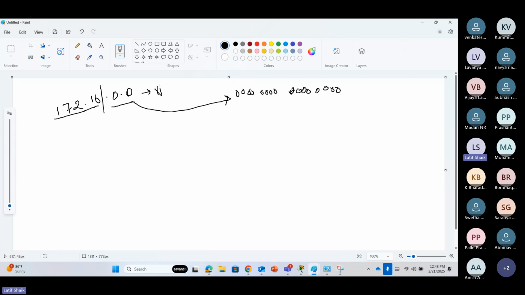So this is the network ID. Next, 172.16.255 means the entire host portion becomes 1. So this is also not a valid one. This is the broadcast one.